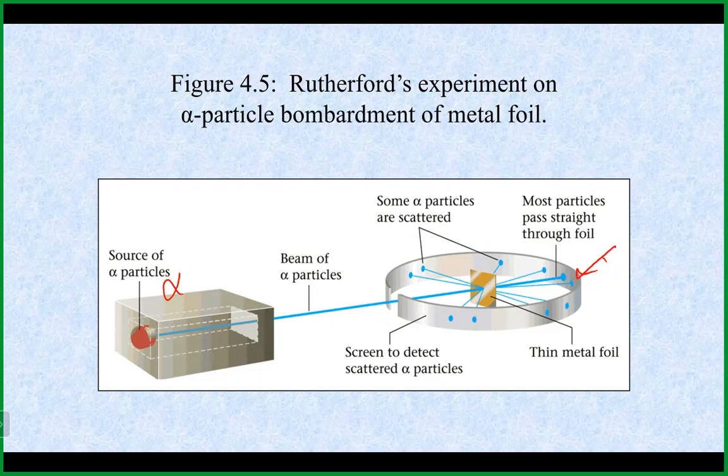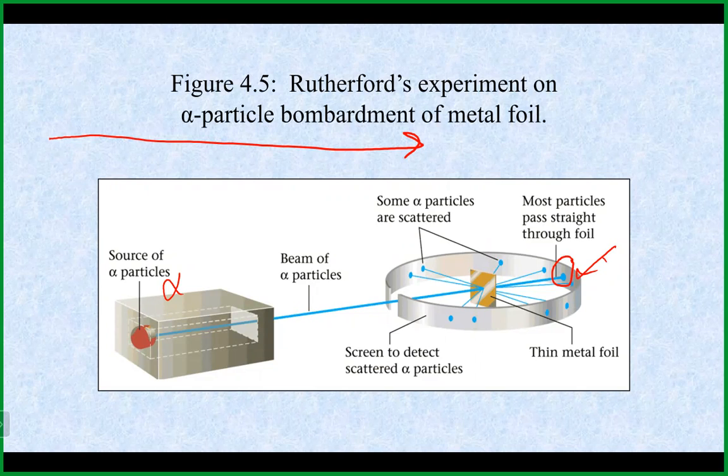What they found was most of the particles went right through, pretty much straight, with no problem. So they shot these alpha particles and they went right through the piece of gold. Obviously the gold has a bunch of gold atoms in it, so they're really shooting at the atoms of gold. And most of the alpha particles just went right through, no problem, no deflection.